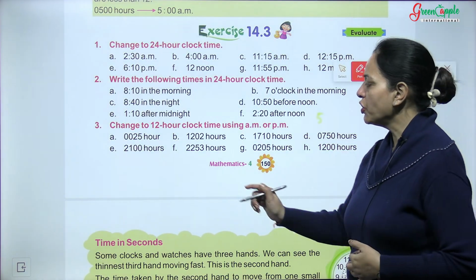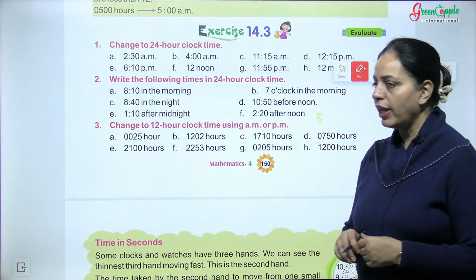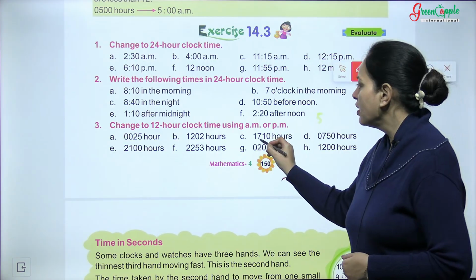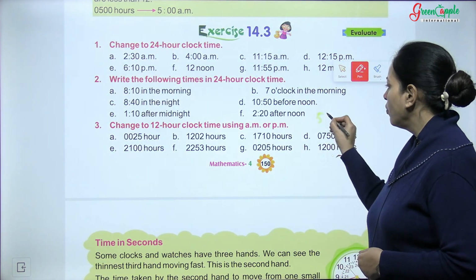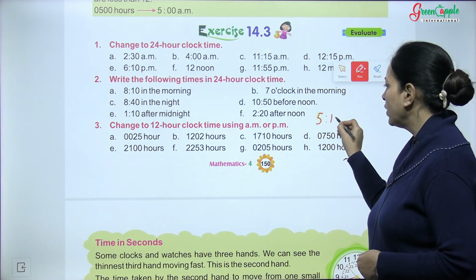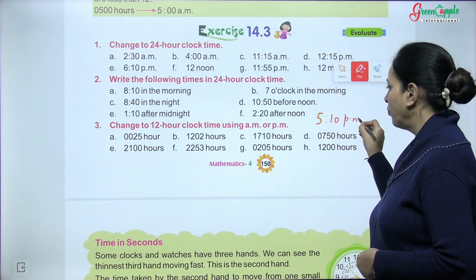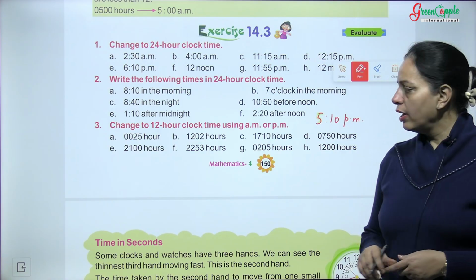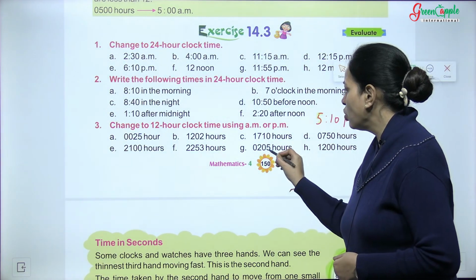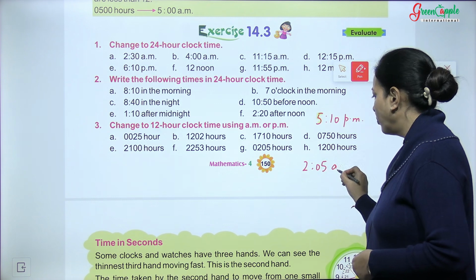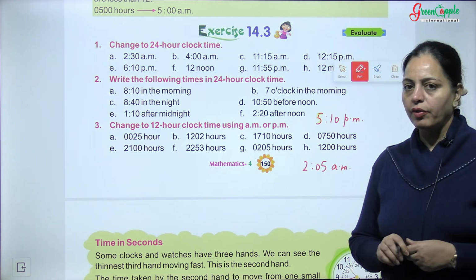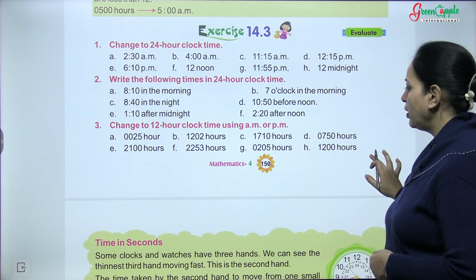Now third question, change to 12-hour clock time using AM or PM. C part, 17:10 hours. So we subtract 12. What will you get? 5:10 PM. Okay. Now this is G, 02:05 hours. So it means this is 2:05 AM. Right. So I hope you can try the remaining parts.